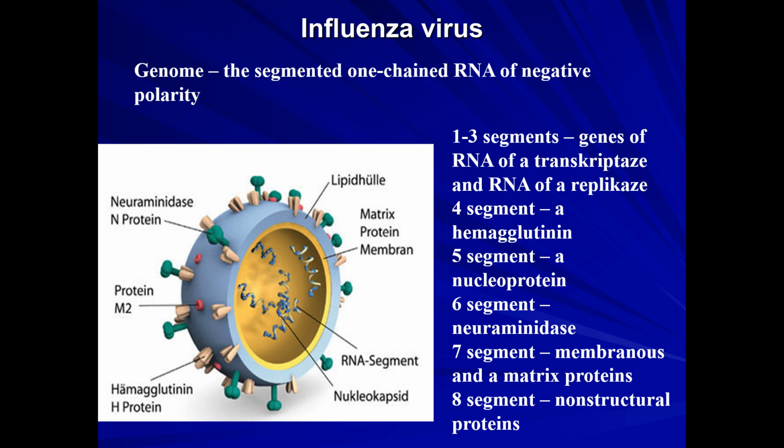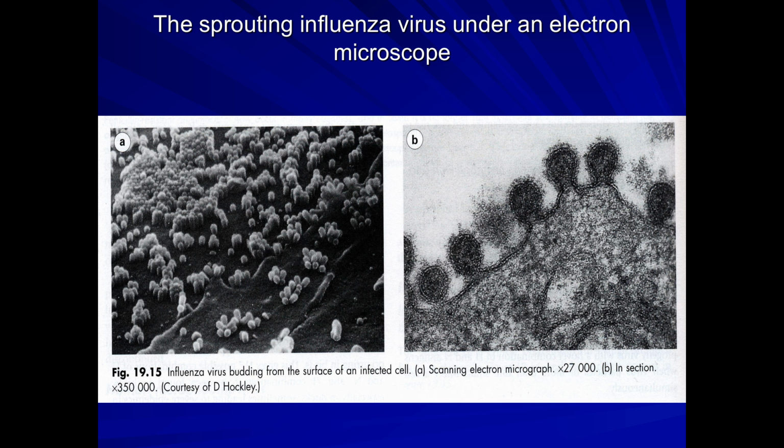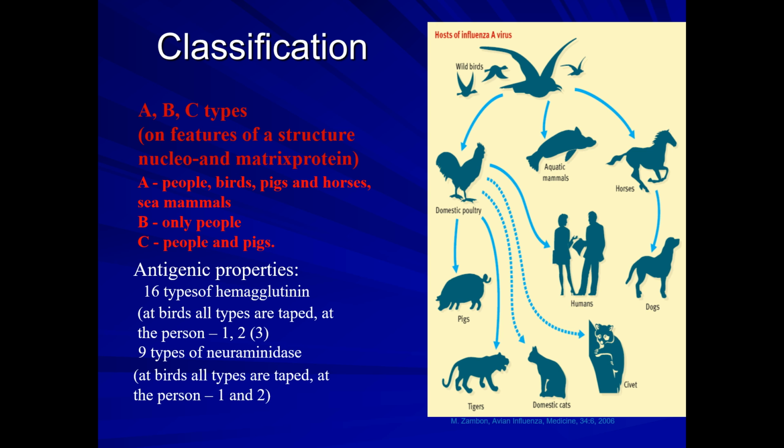Influenza virus genome: a segmented, single-chained RNA of negative polarity. Influenza virus under an electron microscope.